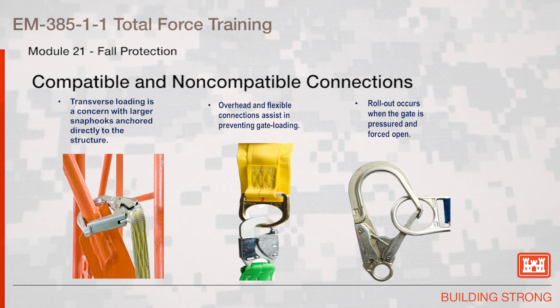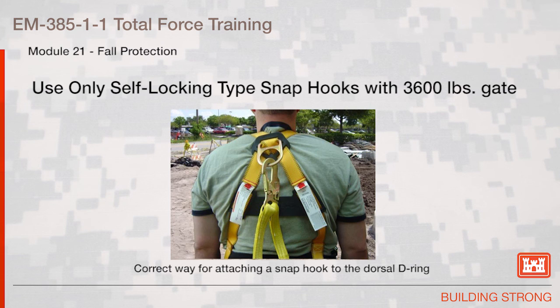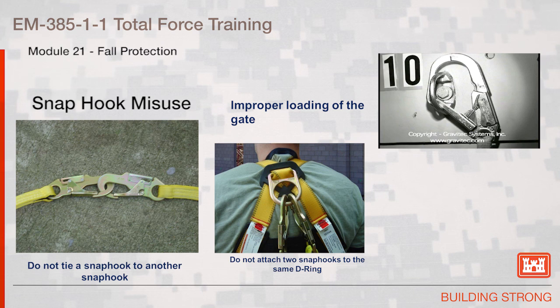Overhead and flexible connections assist in preventing gate loading. Use only self-locking snap hook with 3,600-pound gate. This picture illustrates the correct way for attaching a snap hook to the dorsal D-ring. This slide illustrates snap hook misuse. Do not attach two snap hooks to the same D-ring. Do not tie a snap hook to another snap hook. The bottom picture illustrates improper loading of the gate on a snap hook.